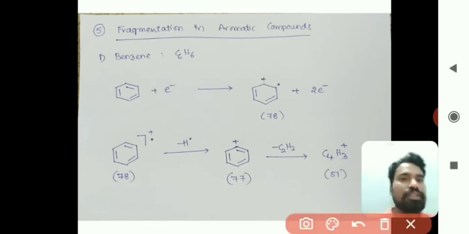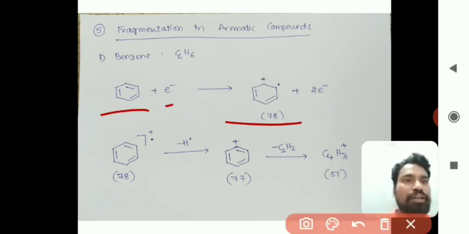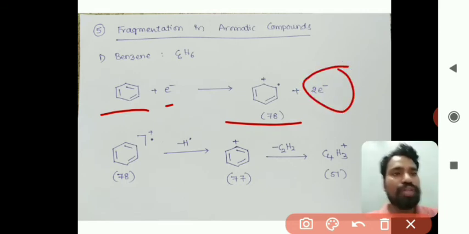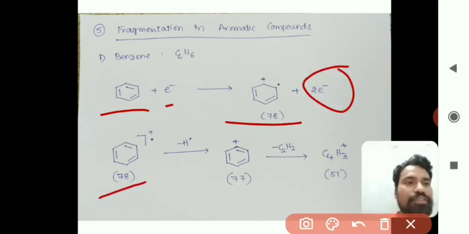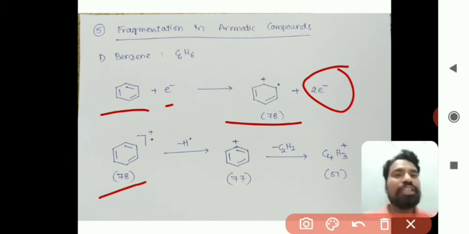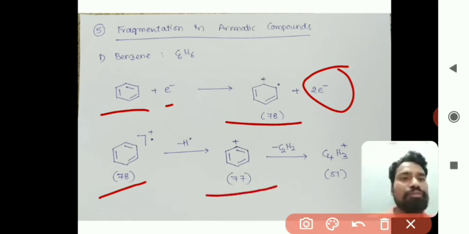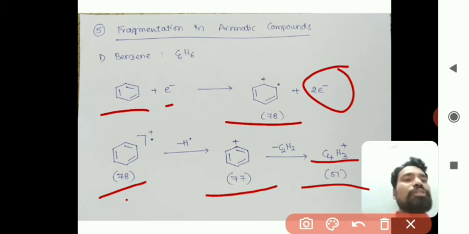When benzene is bombarded with electrons, it forms a molecular ion, that is a radical cation, plus 2 electrons. This benzene radical cation has an m/z value of 78. By losing a hydrogen radical, it forms C6H5+. The m/z value is 77, because from 78 one hydrogen is removed. This C6H5+, by losing C2H2, is converted into C4H3+, and that m/z value is 51. This is the fragmentation process in benzene.